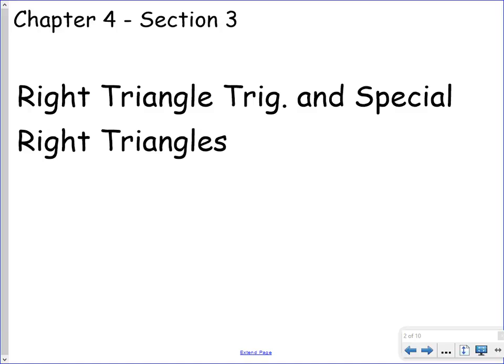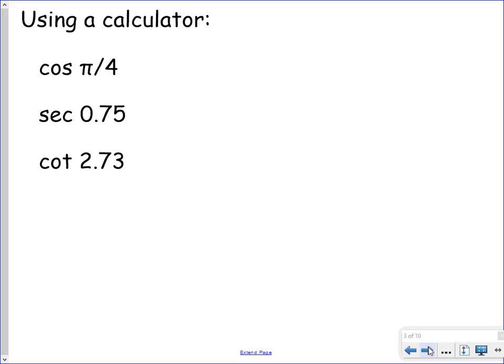But one thing we want to do together is talk about how to use a calculator to evaluate trig functions. Okay, so if you have your calculator out, and you can have a graphing calculator or a scientific calculator, I'm going to pull my calculator up here as well.